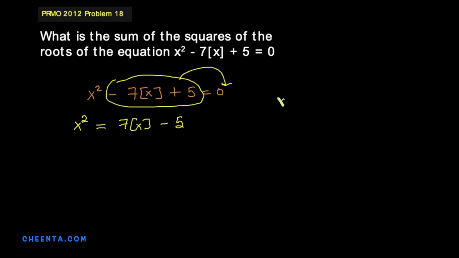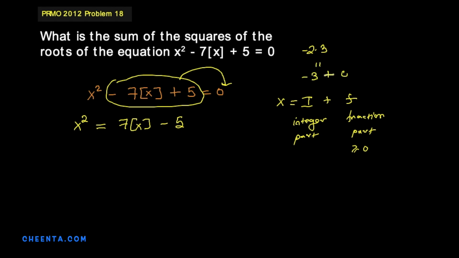Recall that every number can be written as a sum of an integer part and a fraction part. So this is the integer part and this is the fraction part. We assume that the fraction part is always greater than or equal to 0. For example, even if we have a negative number, we make the integer part negative and the fraction part positive. That's a convention. Okay, so let's rewrite this expression in that form. So (I plus f) whole squared is equal to 7 times the integer part minus 5.